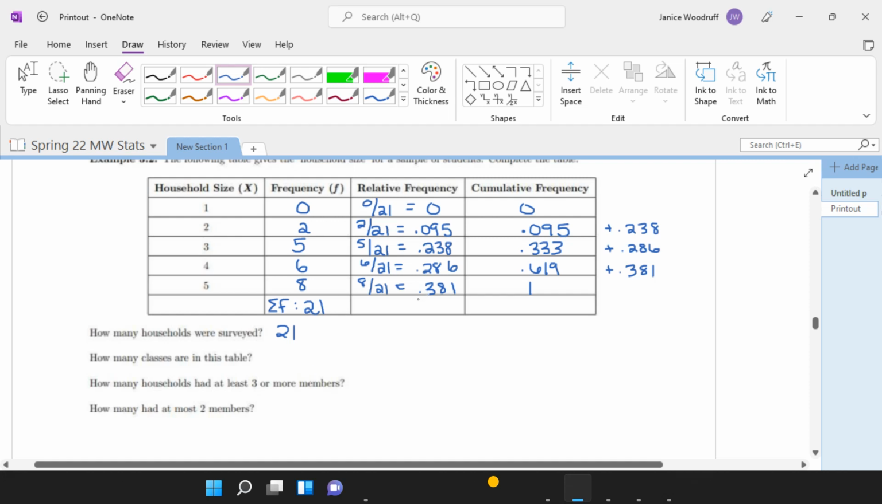5. Yeah. Well, you could argue 4 because there were none in the 1 category, but technically we did have that as a category. So we have 5 different classes. That's just going to be the different categories right here. So that's going to be your X. Those are your classes.